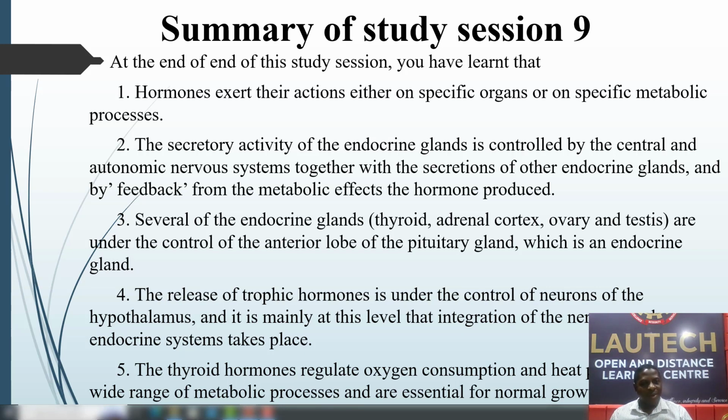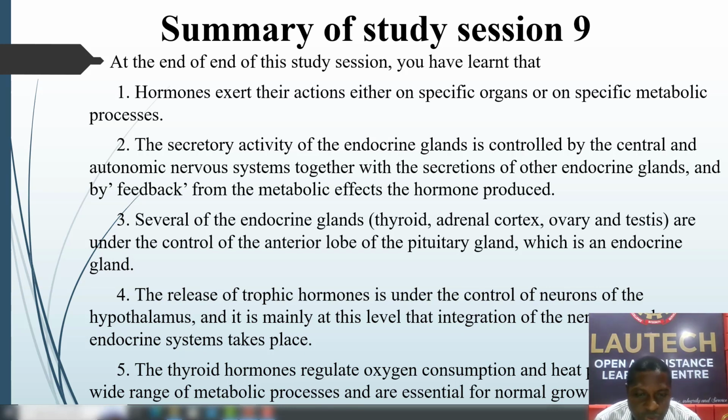Now, another thing is that several of the endocrine glands, that is thyroid, adrenal cortex, ovary, and testes, are under the control of the anterior lobe of the pituitary gland, which is an endocrine gland. The release of trophic hormone is under the control of neurons of the hypothalamus, and it is mainly at this level that integration of the nervous and endocrine systems takes place.